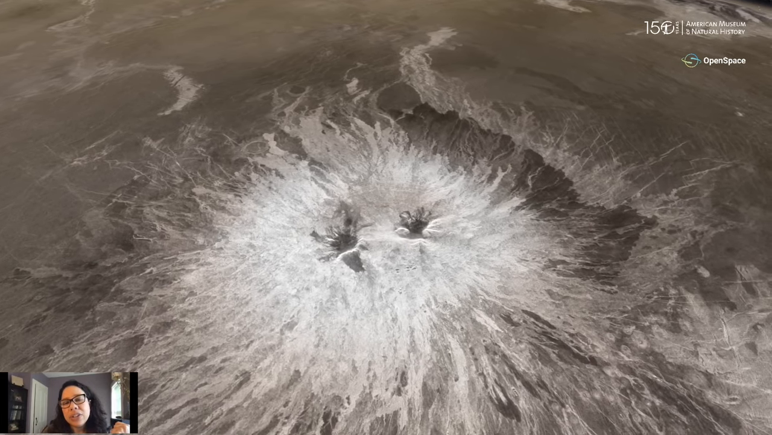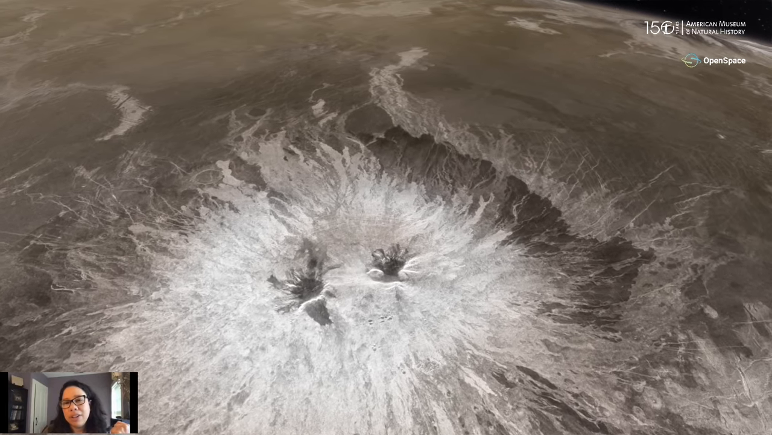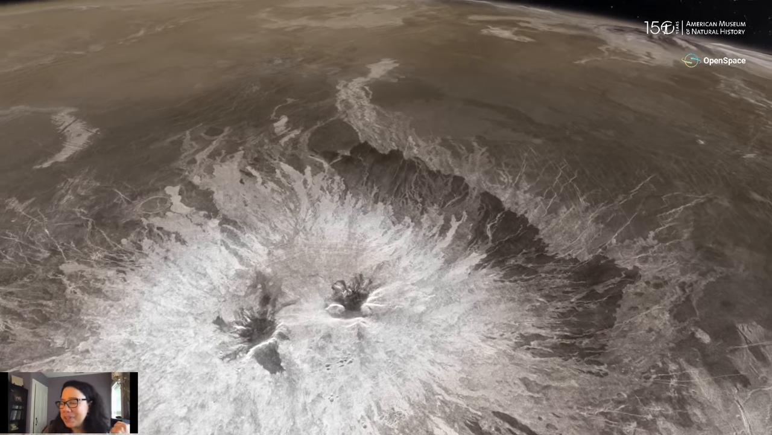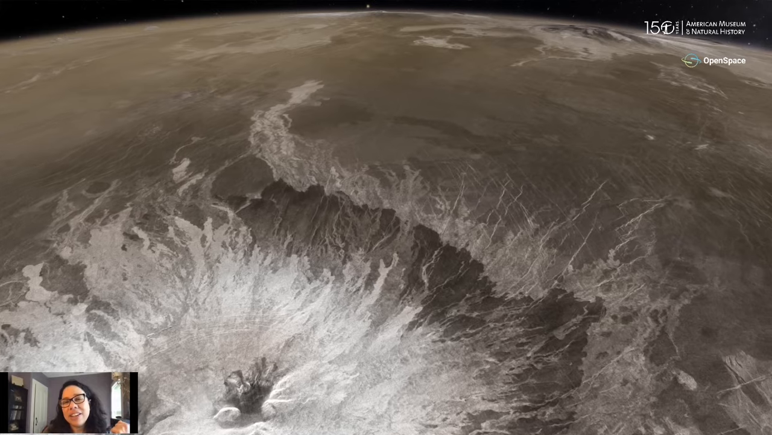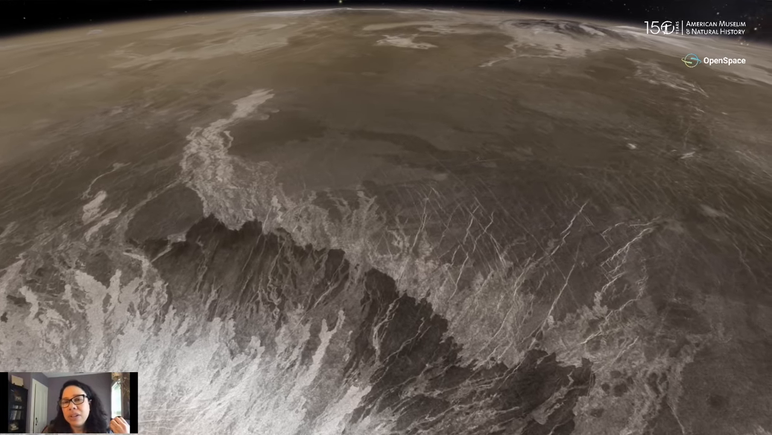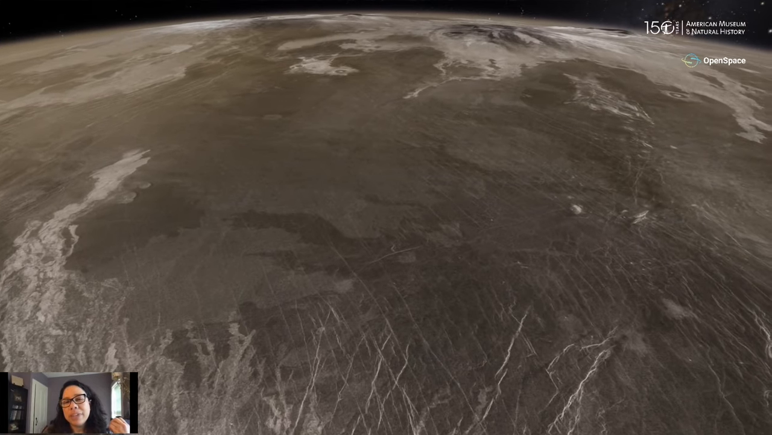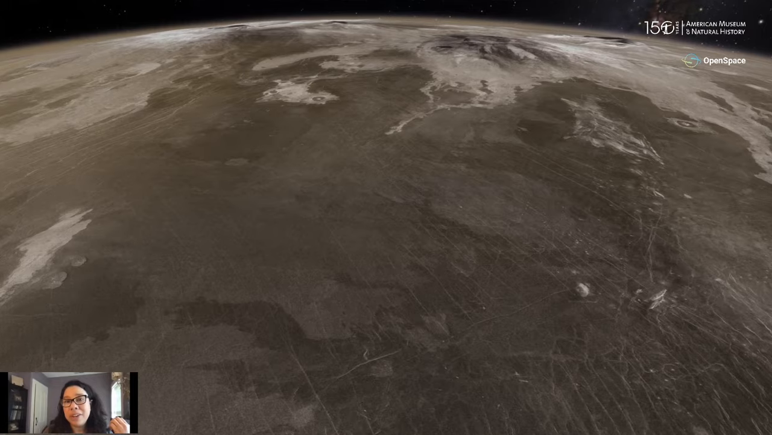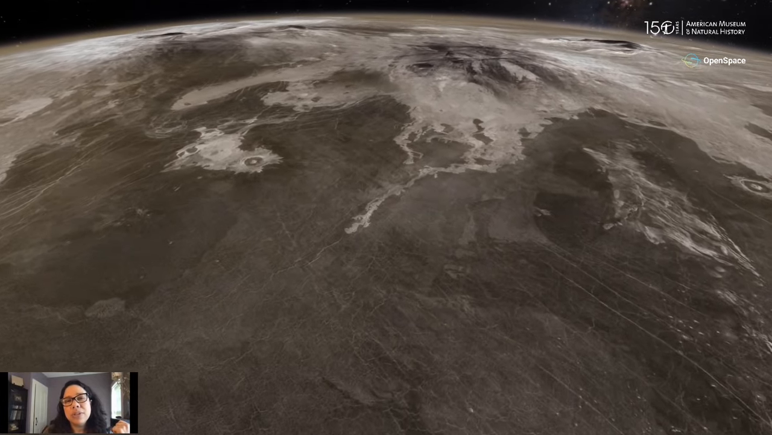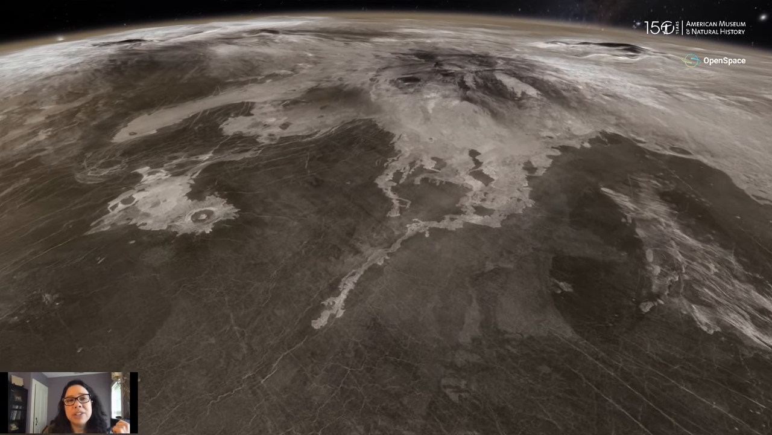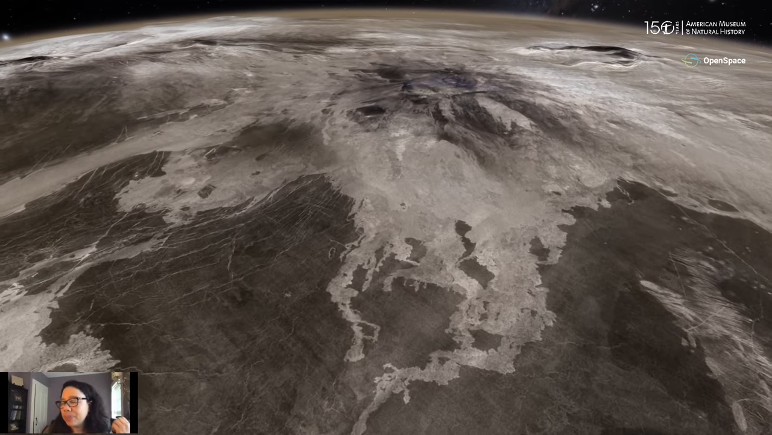As we move to the south, past the different textured flows of Sapas, we recognize a couple other large volcanoes. So we're going to move over the plains of Venus, which are also made of lava flows, and head toward the two actually tallest volcanoes on Venus, Ozza Mons on the left, and we're heading toward Maat Mons right here.